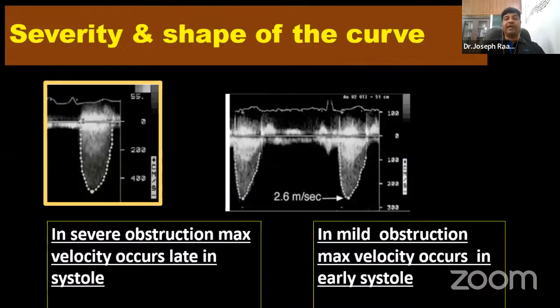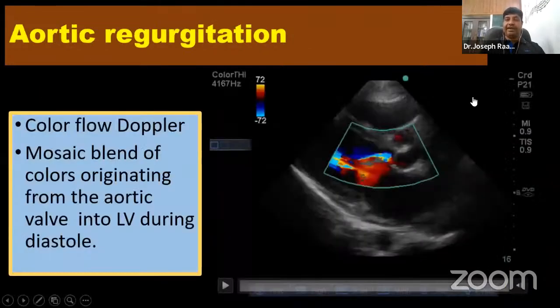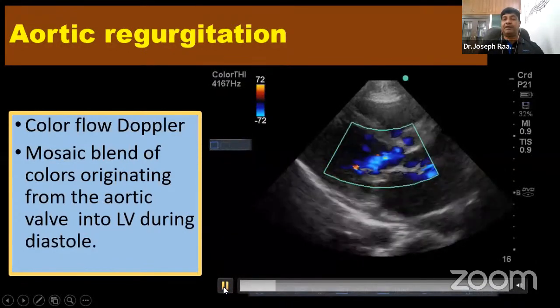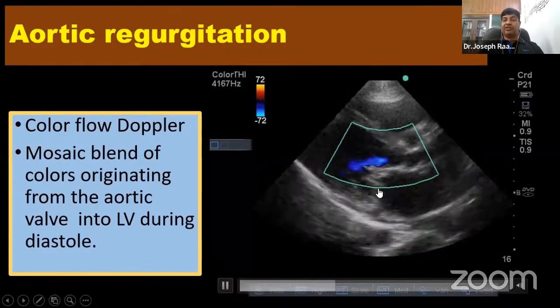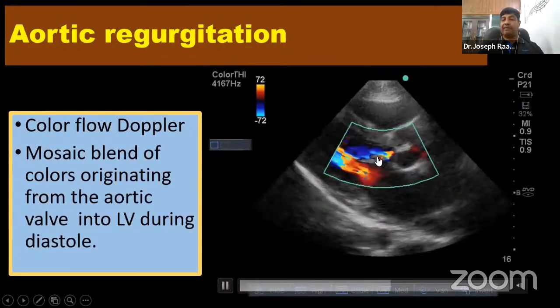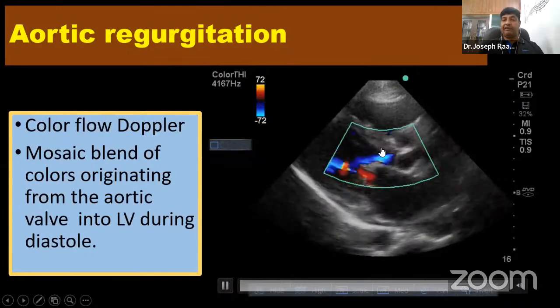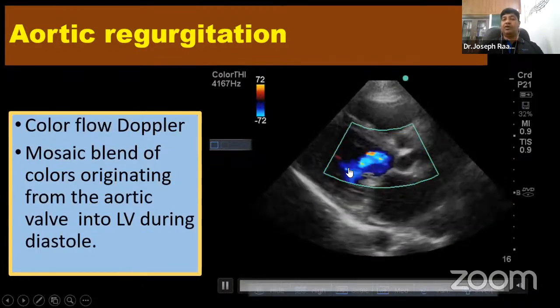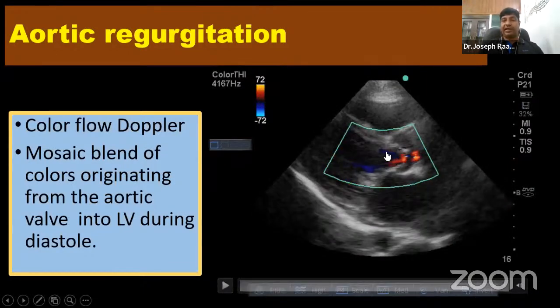Okay. Then the next one is aortic regurgitation. Just like the mitral regurgitation, here we need to pick up the mosaic pattern. Whenever there is a turbulent flow, your blue and red mix together and produce this mosaic pattern. You are able to see during the diastolic time, you get a backward flow from the aortic valve into the left ventricle. So that tells you that this patient has an aortic regurgitation.